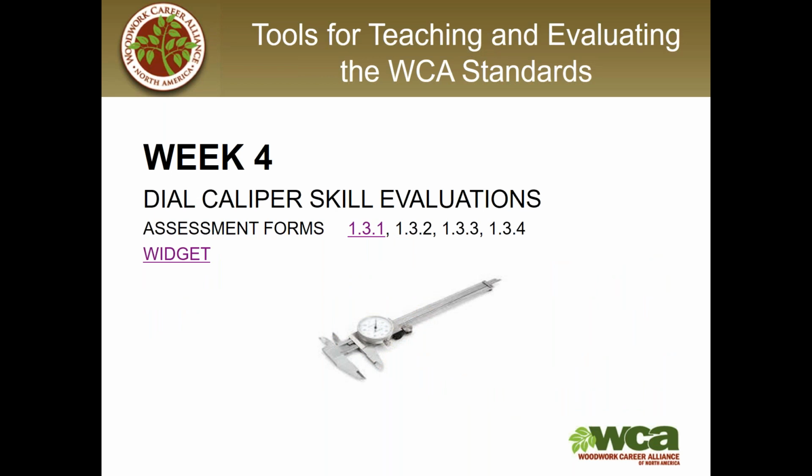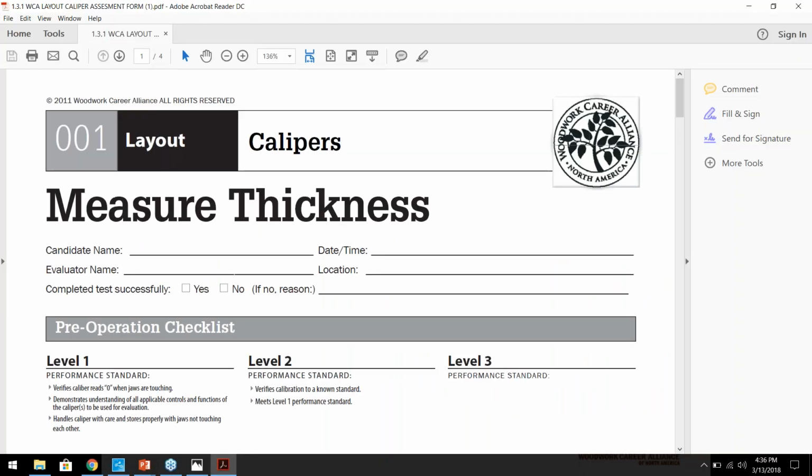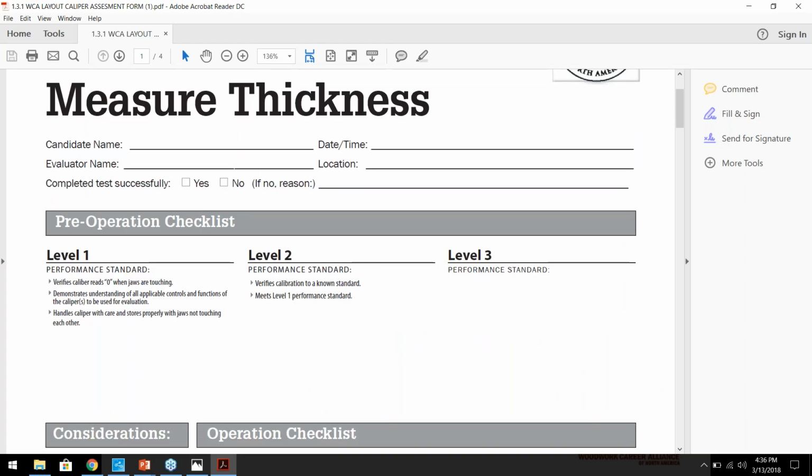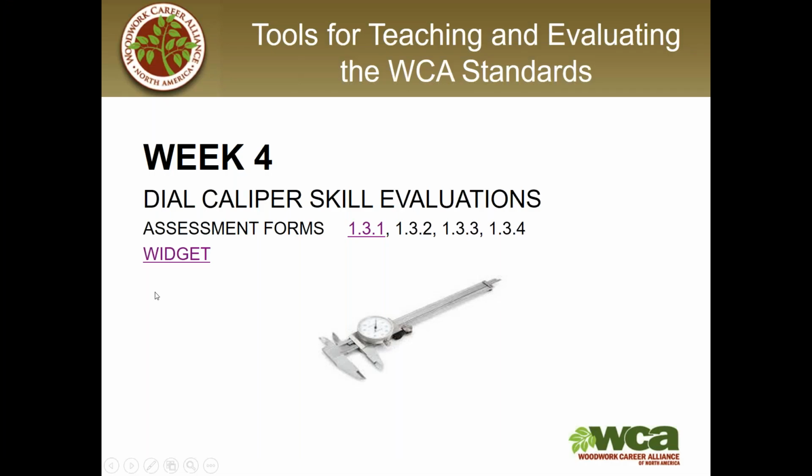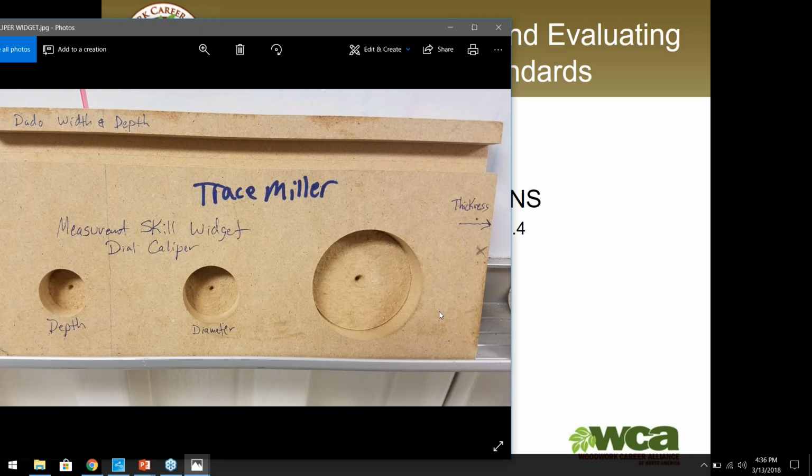Round about the 4th week, we begin the second one, which is caliper, and it proceeds much the same way. There's assessment forms that I give them in a packet. They work their way through these, performing activities that demonstrate these skills. And one of the ways I do that is with some widgets that I have them make.